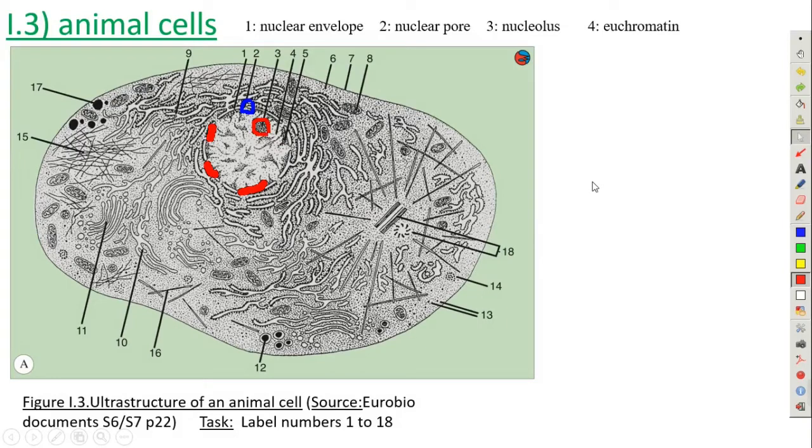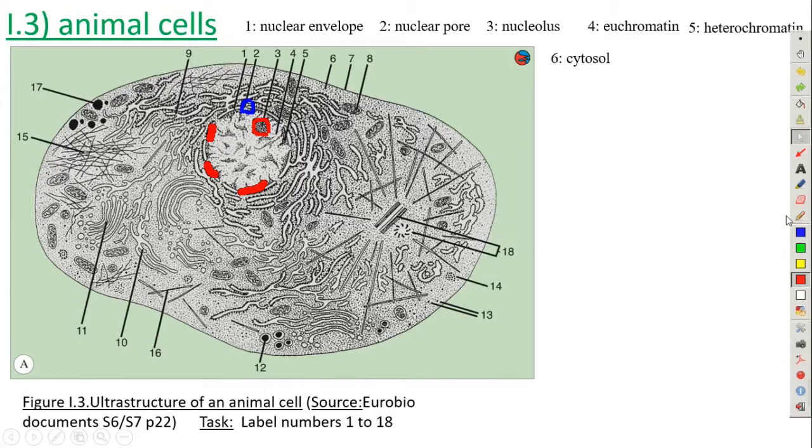Number 4, euchromatin. So it's the chromatin which is with a lighter color. This means that DNA is less compact, and this means that DNA can be more easily transcribed into RNA in these parts, as opposed to heterochromatin. Heterochromatin is the darker parts. This means DNA is more compact, and therefore DNA is not as easily read to transcribe into RNA.